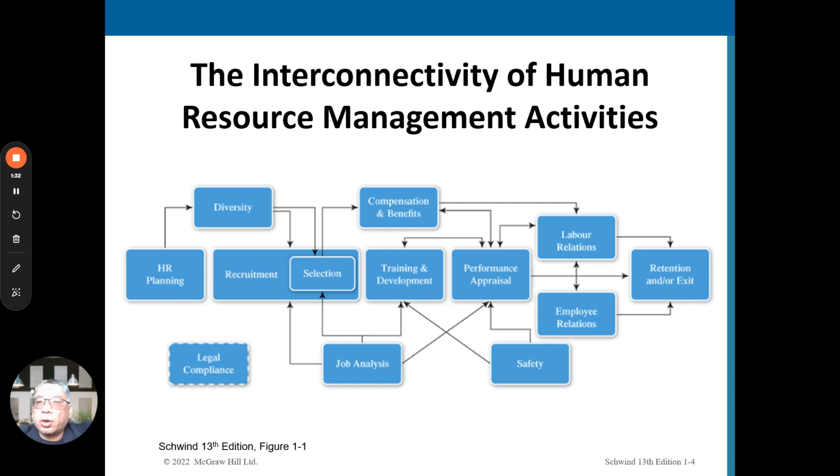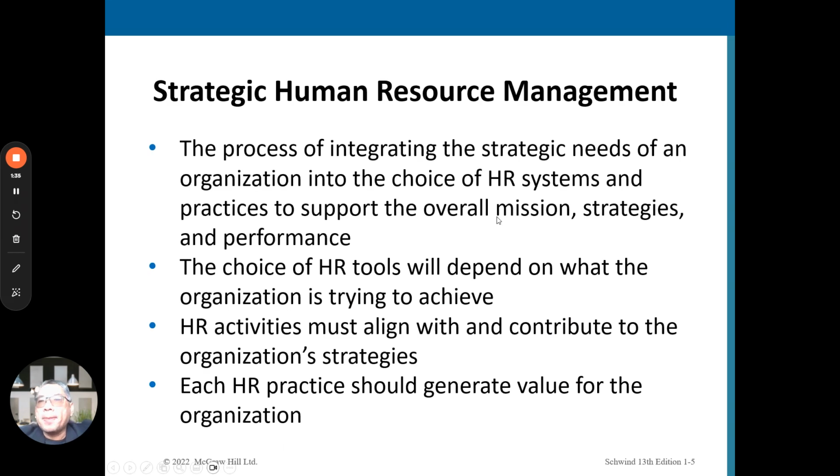Strategic human resource management, okay? The process of integrating the strategic needs of an organization into the choice of HR systems in order to support the overall mission, strategies, and performance. The choice of HR tools depends on what the organization is trying to achieve. There are a lot of tools available. For example, for a payroll system, they can use the ADP system or the Ceridian system and other different systems. HR activities must align and contribute to the organization's strategies. Each HR practice should generate value for the organization.